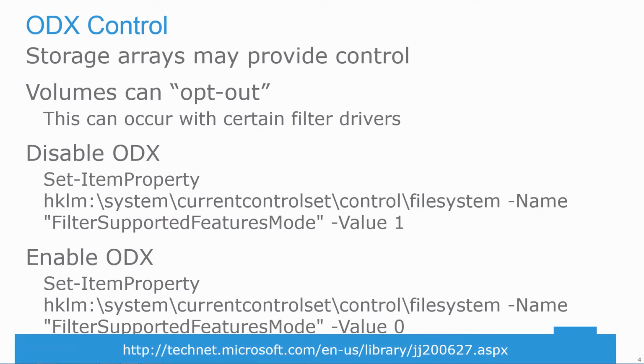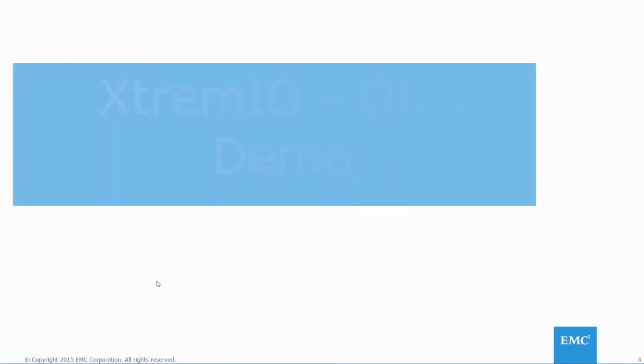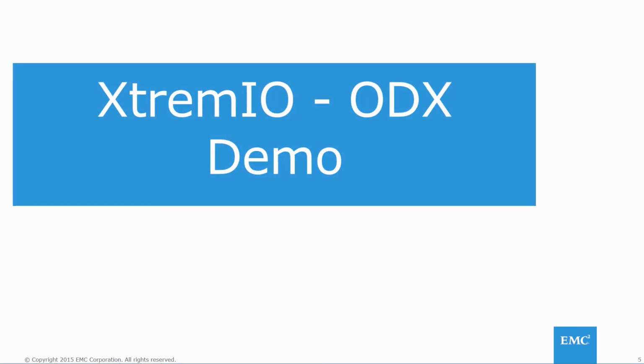We're going to watch a demo in a second, and I'm going to use some registry keys to disable and enable ODX, in order to examine how it works before ODX and how it works with ODX, which XtremIO now supports. So let's jump to the demo environment.